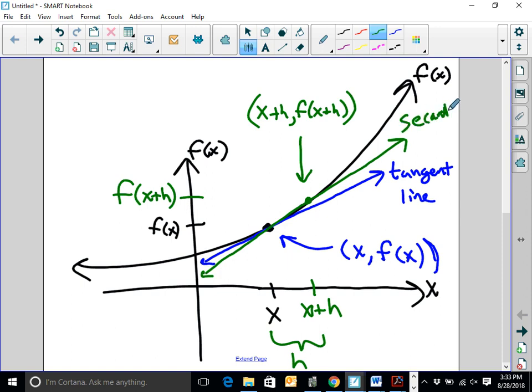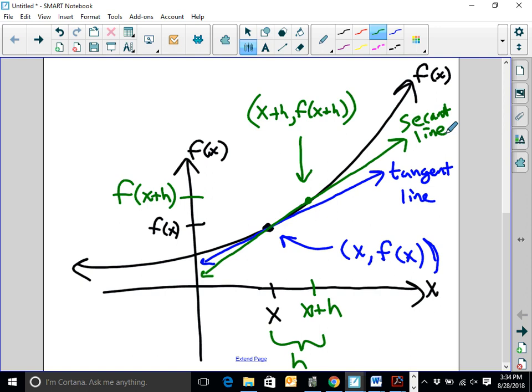I want you to notice the difference between the slope of the secant line and the slope of the tangent line. Are they the same? Are they close? Well, we can clearly say that they're not the same slope. In this particular example, the secant line has a steeper slope than our tangent line slope. So I want to know, how could I make a little bit better of a secant line? How could I improve the accuracy of my secant line?